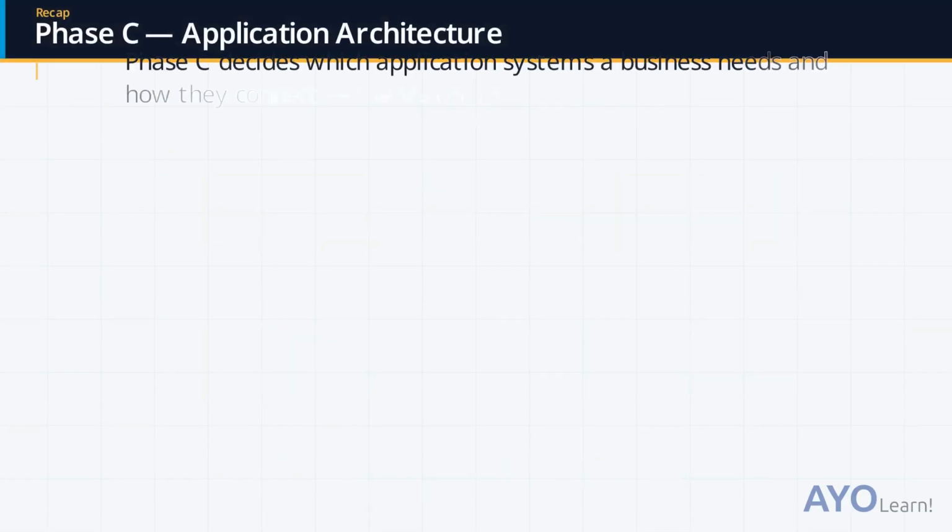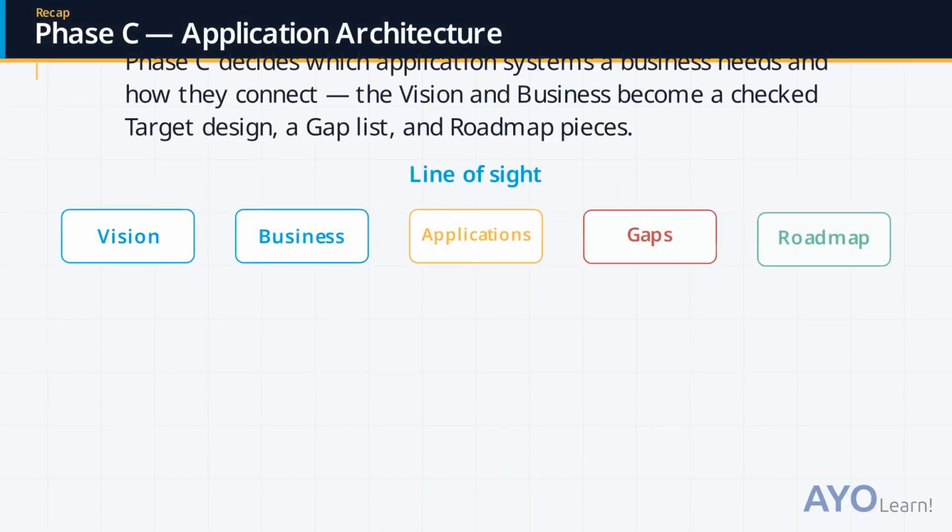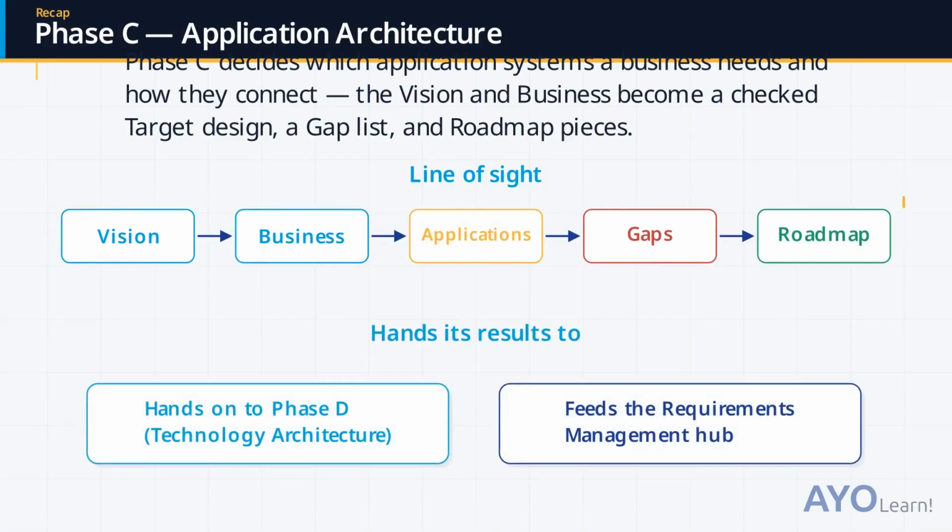Phase C defines the applications a business needs and how they connect, producing target designs, gaps, and roadmaps, the building blocks that feed Phase D and requirements management. Vision, business, application, gap, roadmap.